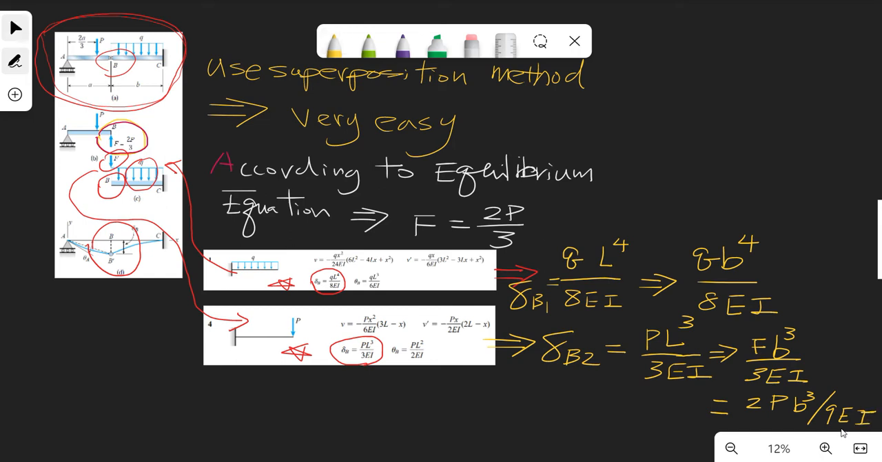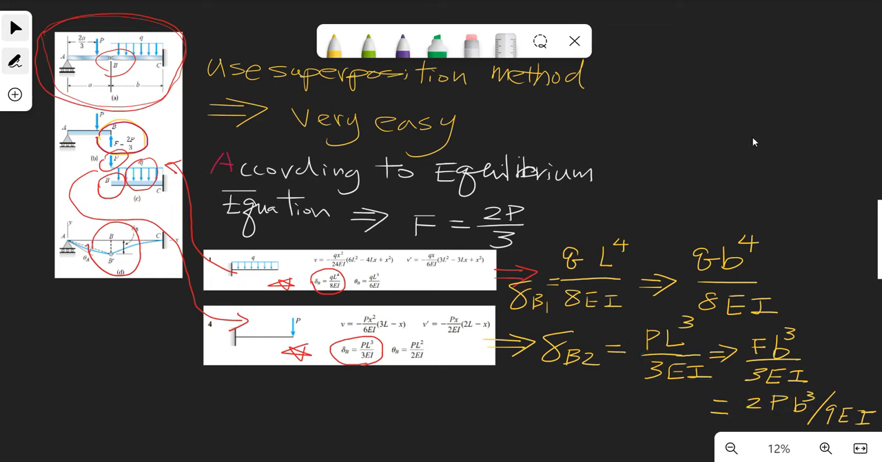Be careful, the P here is different from the P here. So be careful. You just replace P by F, and F is equal to 2P divided by 3. So this 2P has a different meaning. Be careful about it.